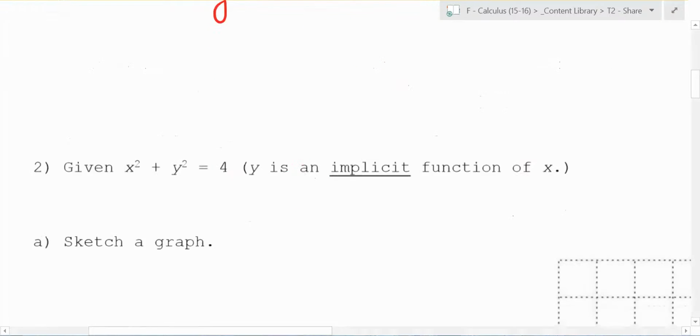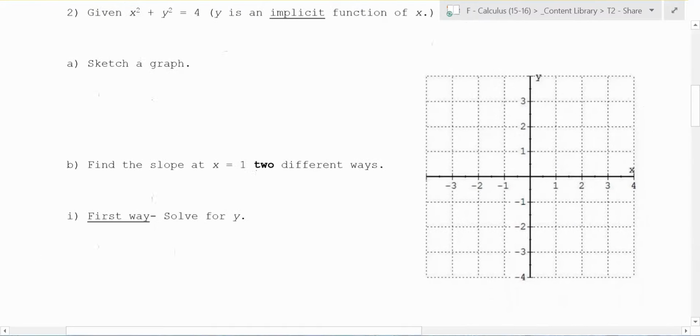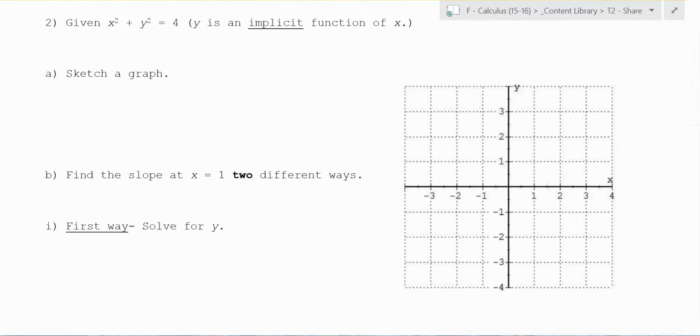Let's say we changed it a little bit. Let's say I changed it to this and said, given x squared plus y squared equals 4. Is that an explicit function? Is that explicitly written? Based on what I just said 5 seconds ago, is it explicit? No. Why not? Y isn't isolated.